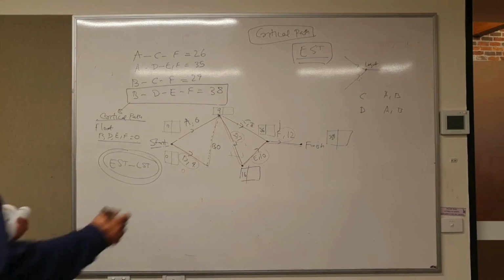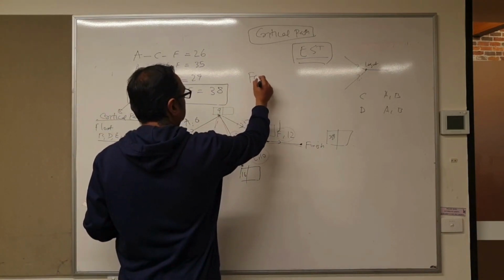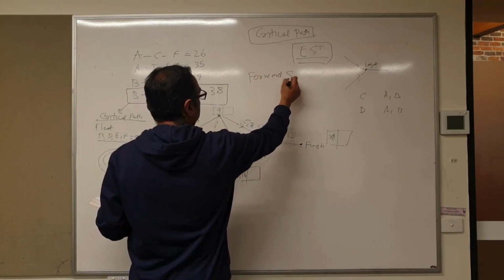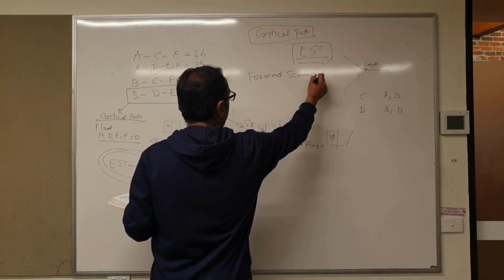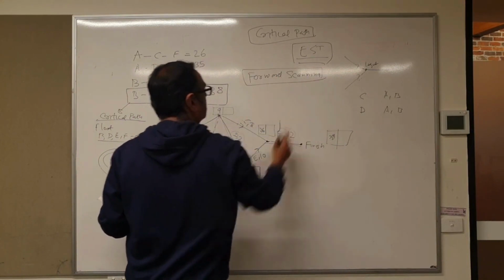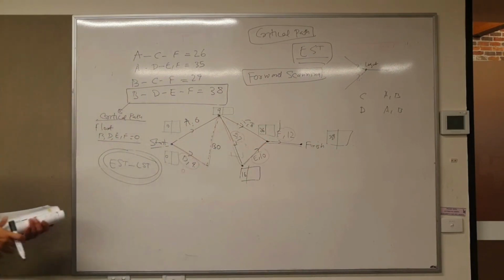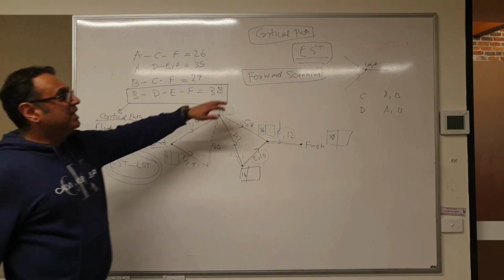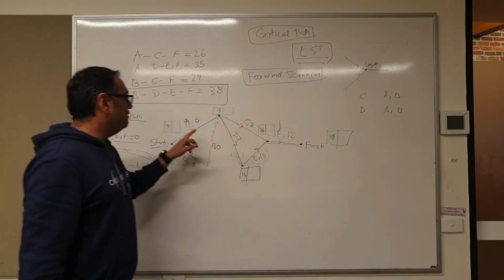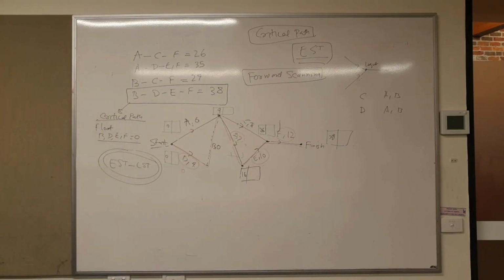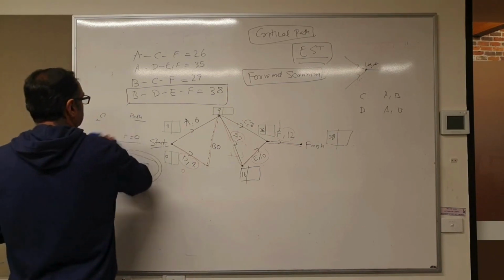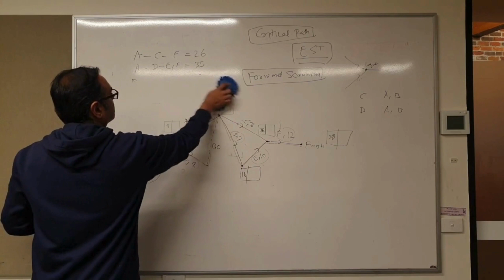This is called forward scanning. We scanned from left to right, and forward scanning gives us the EST of every activity. All good? I'll take care of the stuff from the board and I'll explain you the LST now.